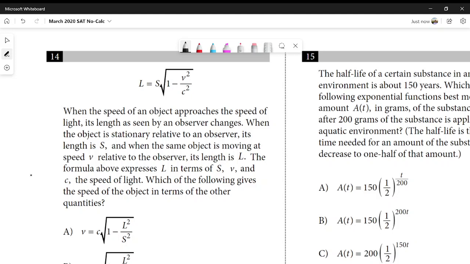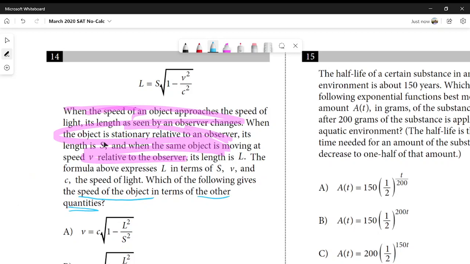All right, number 14. So this might seem like a hard question, but it's quite straightforward. All of this information here is pretty useless. All you need to do is read this final question here: which of the following gives the speed of the object in terms of other quantities?